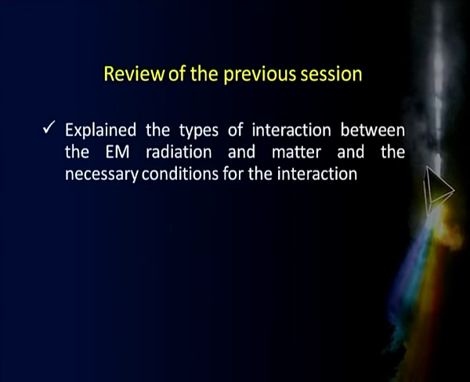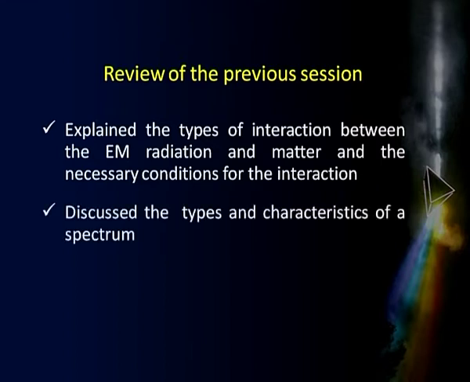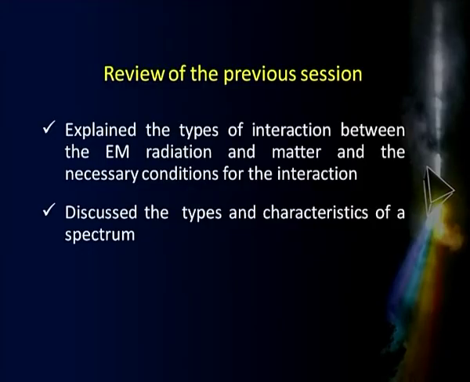Thereafter, having defined what is EM radiation, what is a molecule, how it looks like, and what the energy levels are, we talked about the type of interactions possible between EM radiation and matter, and the prerequisites or necessary conditions for such an interaction to take place. This was followed by the types and characteristics of a spectrum. We all recall that there can be an absorption spectrum, emission spectrum, or a scattering spectrum. And in terms of characteristics, we talked about the position of the signal, the width of the signal and the intensity of the signal. So, there are three things we talked about.